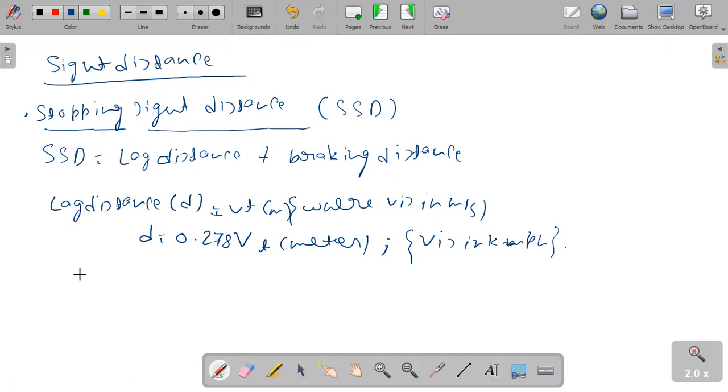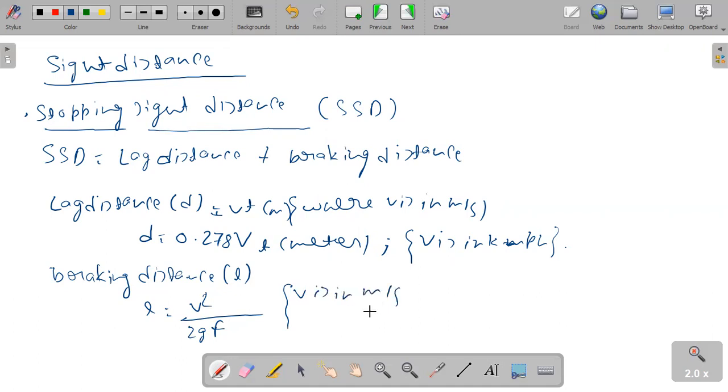Our next is braking distance. We denote it by L, and braking distance L is equal to v squared upon 2gf, where v is in meter per second and f is the coefficient of friction.